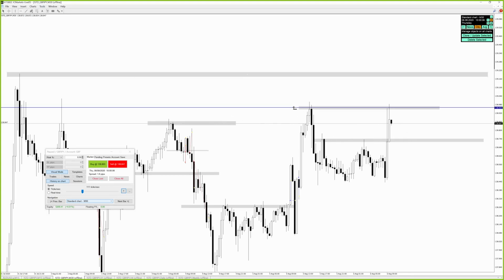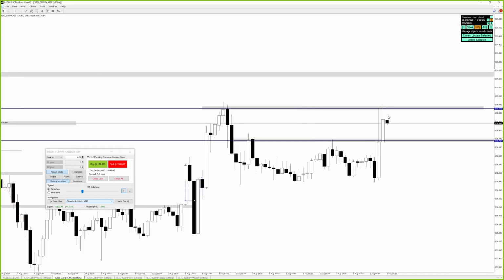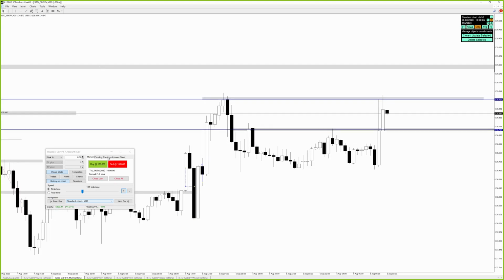Let me draw these blue lines here. One blue line goes here, one blue line goes right over here. So we're within this consolidation area right here. We've got to wait for some sort of support to be formed. Obviously, this candle means there was no bearish volume since it has no bottom wick. So we kind of have to wait over here as well.